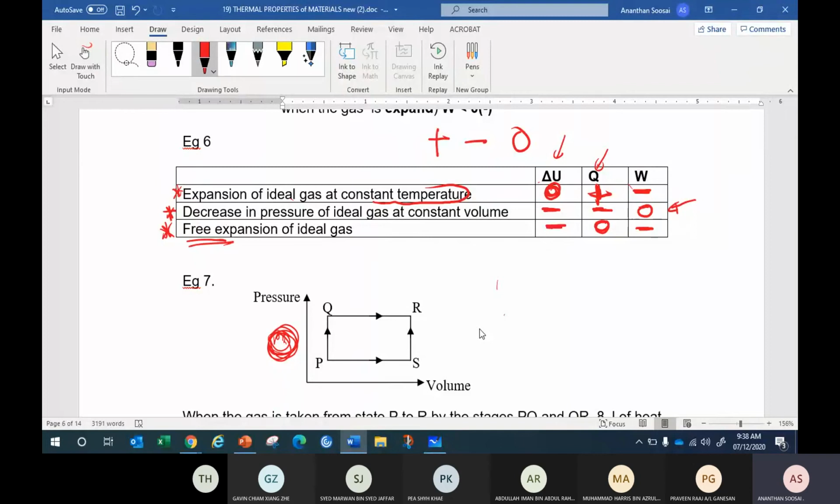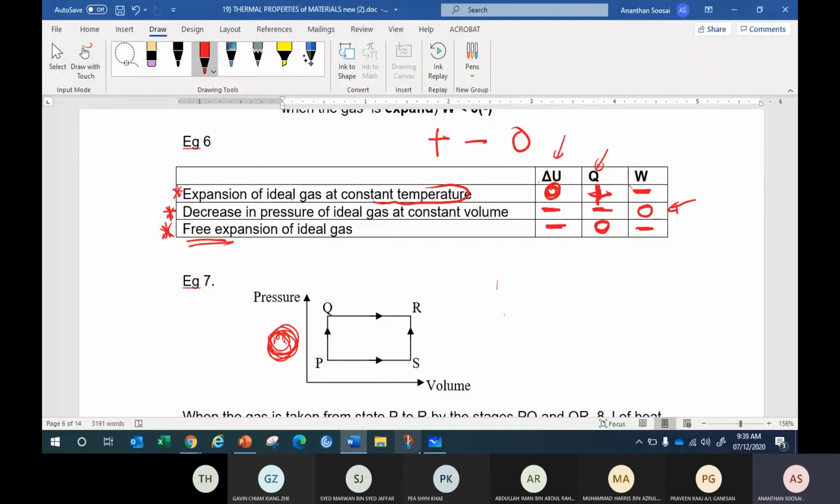You see, when they say free expansion, we definitely know Q is zero. Sometimes they never tell you heat supplied or removed, then you don't know the Q. You need to find the changes of U. Constant temperature means we already know changes of U is zero. The second case is a little tricky. Pressure is decreasing with constant volume. Then you have to use your gas law to find that.